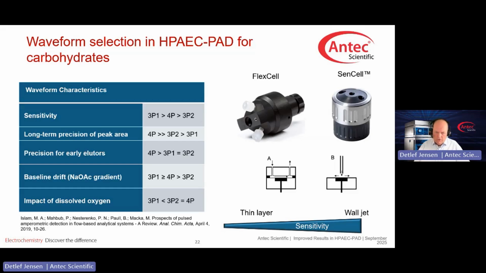Now, there's more. We do offer 2 cells, 2 amperometric cells. The one is the flex cell, which is a thin layer design, and the other is the cell, which is a wall jet design. The wall jet design directs the column effluent at a right angle to the gold electrode, increasing sensitivity. You'll use the flex cell if you'll often use different working electrode materials like silver, glassy carbon, or platinum. We also use different reference electrodes, the silver chloride and the high ref, and I will have to explain what the high ref electrode is.